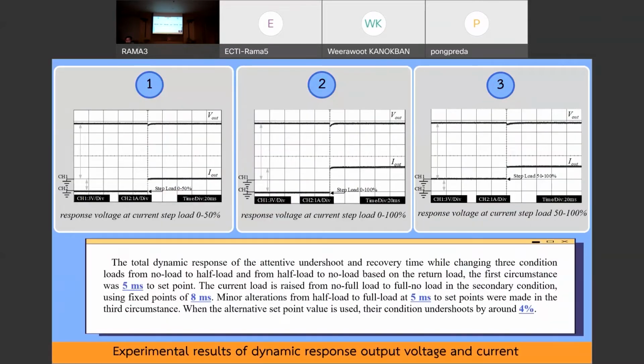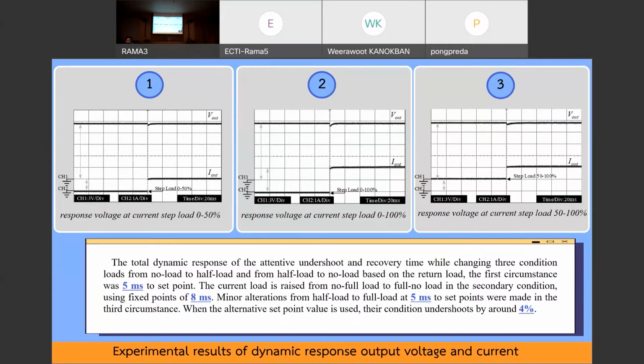This slide presents the total dynamic response of the overshoot, undershoot and recovery time while changing the load condition from no load to half load and from half load to no load based on the load. The first transient was 5 millisecond to set point.